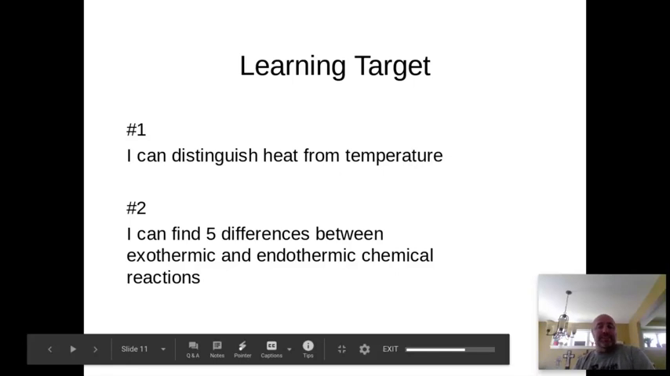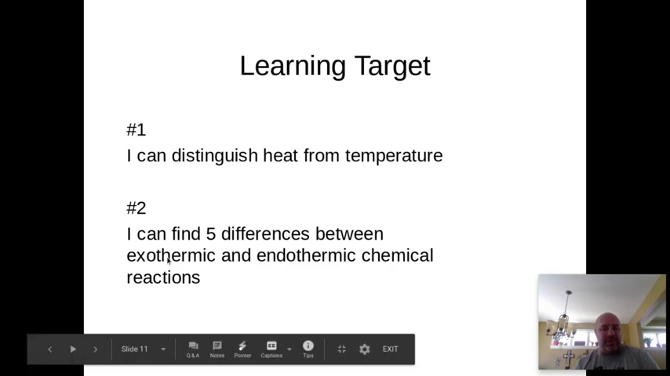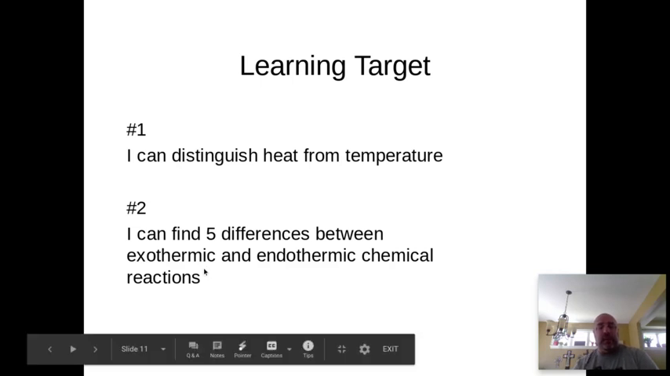Right. Well, let me try a test number 2 here. So here we have the learning targets, and you should have already mastered number 1. Number 2, we're going to talk about exothermic and endothermic, and I think you've really understood it. If you can tell me 5 differences between them, you can imagine a future quiz coming on that.